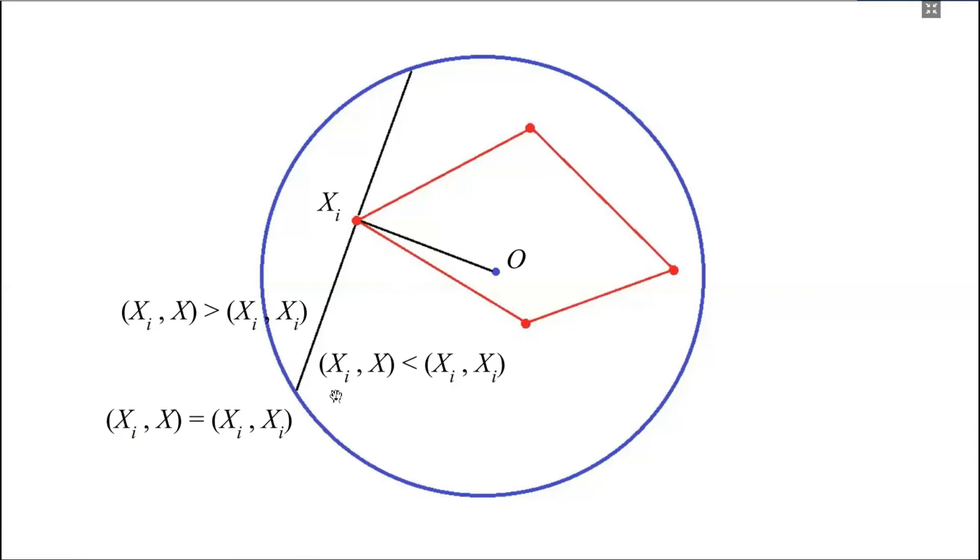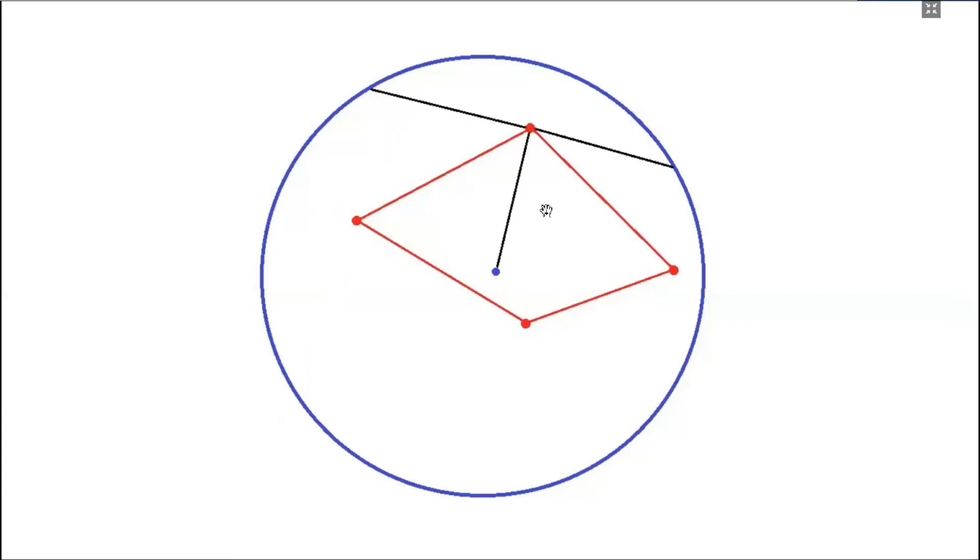This half plane can be described by the inequality x_i times x is less than x_i times x_i, and this half plane can be described by the inequality x_i times x is greater than x_i times x_i. All other red points satisfy this inequality, so the point x_i is Fisher-separable from all other points. The same is true for this point. This point is Fisher-separable from all other points. This point is Fisher-separable too.